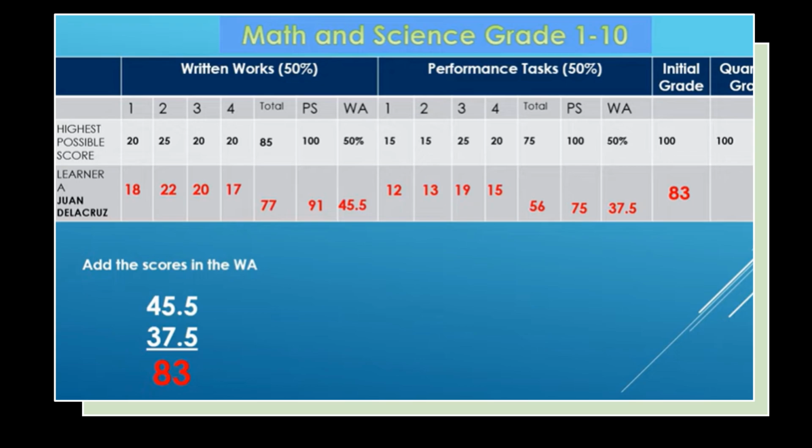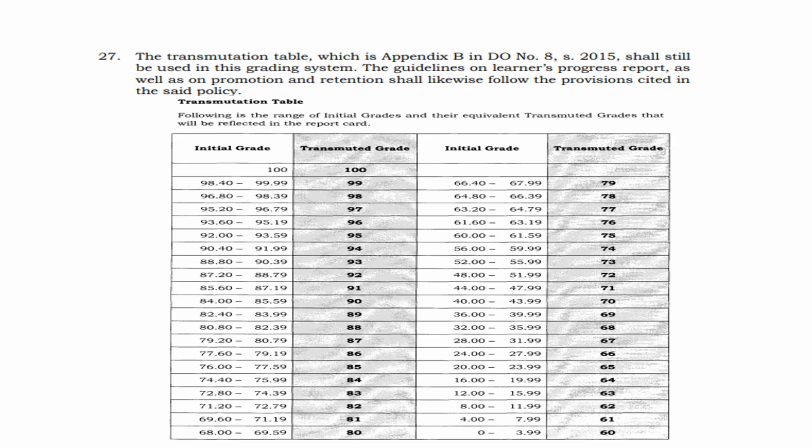So in order for us to determine the final quarterly grade, we are going to use the transmutation table provided by the DepEd Order number 8 series of 2015. So here is the transmutation table provided by the DepEd Order number 8 series of 2015, which will be used to determine the quarterly grade, which will be reflected in the report card. The transmutation table consists of the range of initial grades and their equivalent transmuted grades.